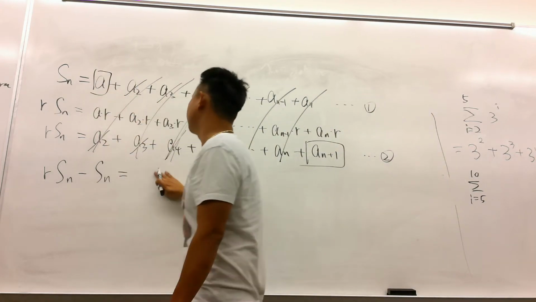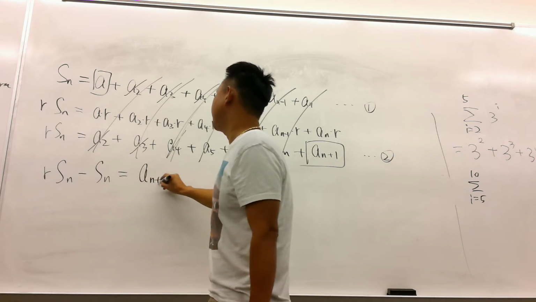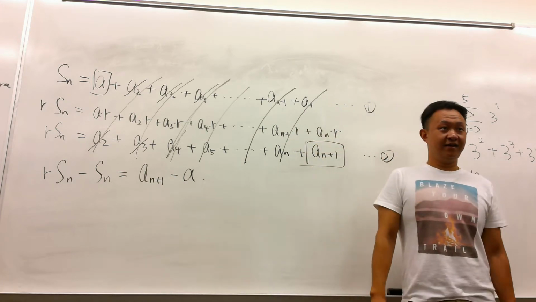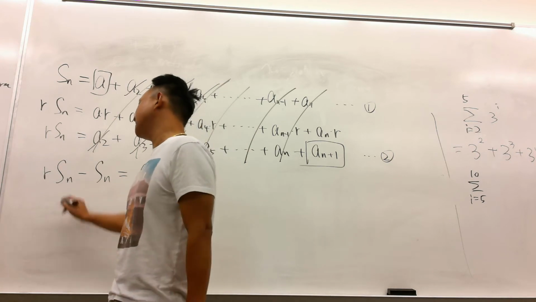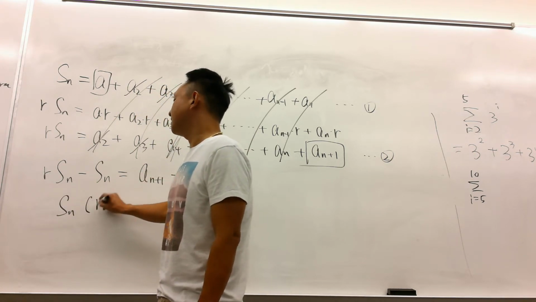So what you're going to have on the right hand side is what? A to the power of a sub index n plus 1 minus the a. Okay? And then guys, what you're looking for is I sub n. So what you can do on the left hand side is take the I sub n out, and then what you're left with is r minus 1.